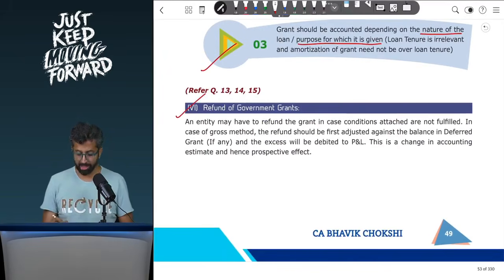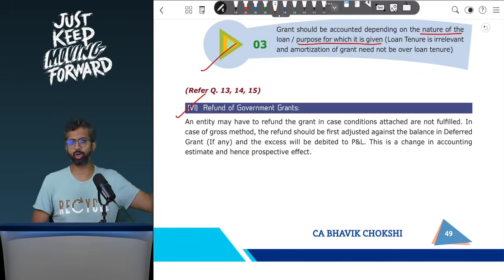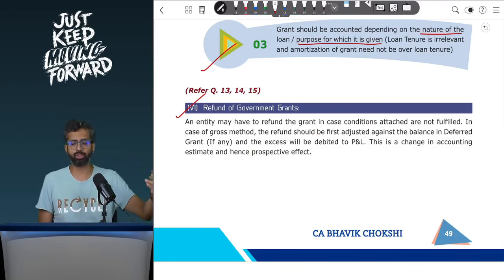Okay, what if there is a refund of a government grant? Usually, initially you recognize the grant assuming that it is receivable, but at a later date you actually see that the conditions could not be fulfilled. Initially you thought that the conditions would be fulfilled, at a later date they were not actually fulfilled, and if they are not fulfilled, you will have to refund the grant. So how will you account for the refund? Well, the refund will be accounted in the manner in which you initially recognized the grant.